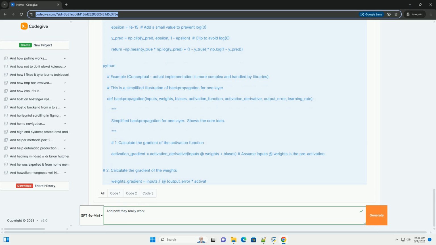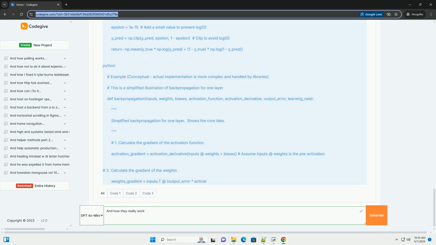Tanh, hyperbolic tangent: tanh(x) = (exp(x) - exp(-x)) / (exp(x) + exp(-x)). Output between -1 and 1. Softmax: used in the output layer for multi-class classification. Normalizes the outputs into a probability distribution.